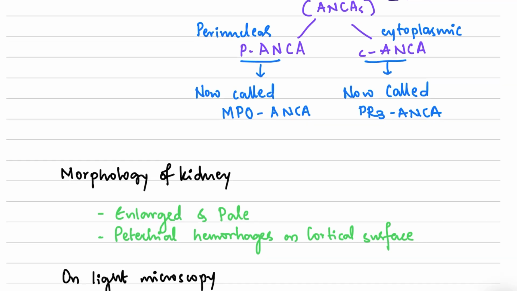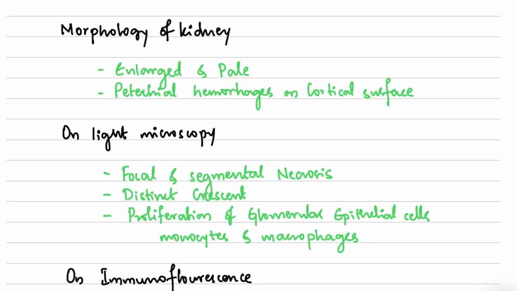Okay, in RPGN, what will be the morphology of the kidney? The kidneys will generally be enlarged and pale, and petechial hemorrhages will be seen on the cortical surface. This is the morphology of the kidney in RPGN.